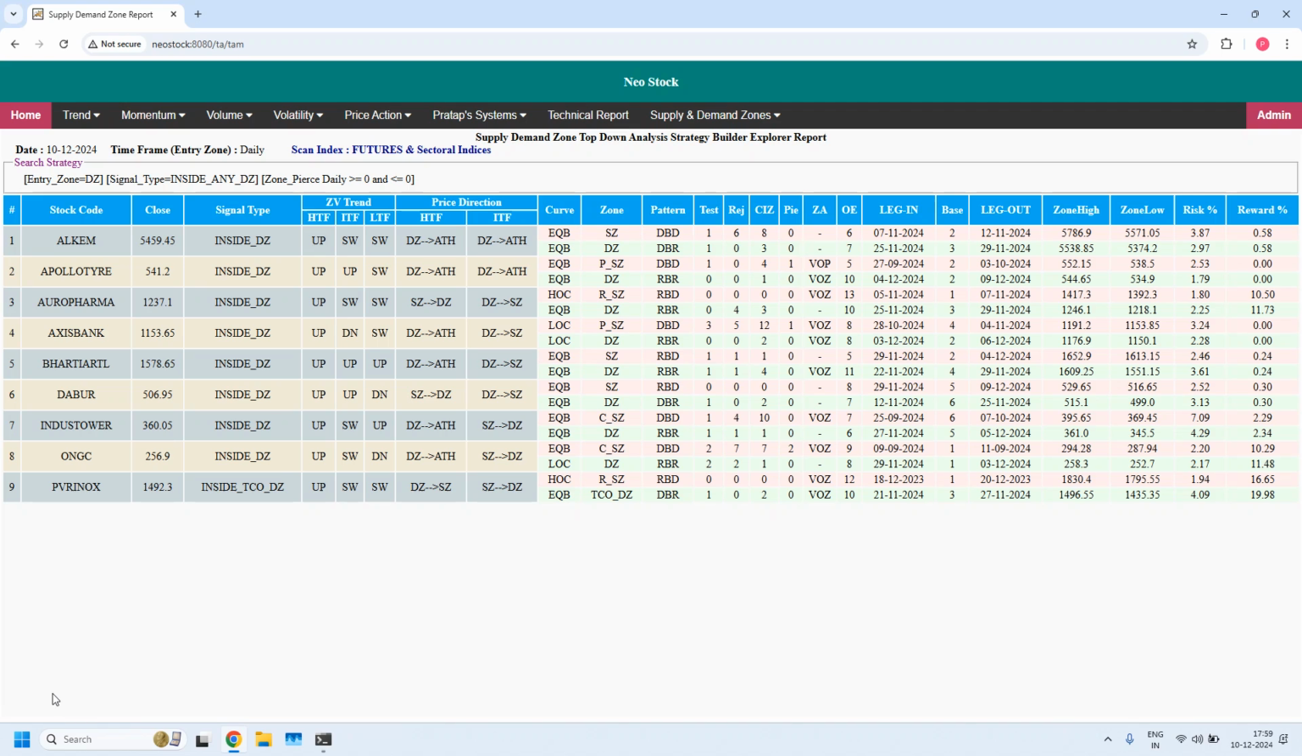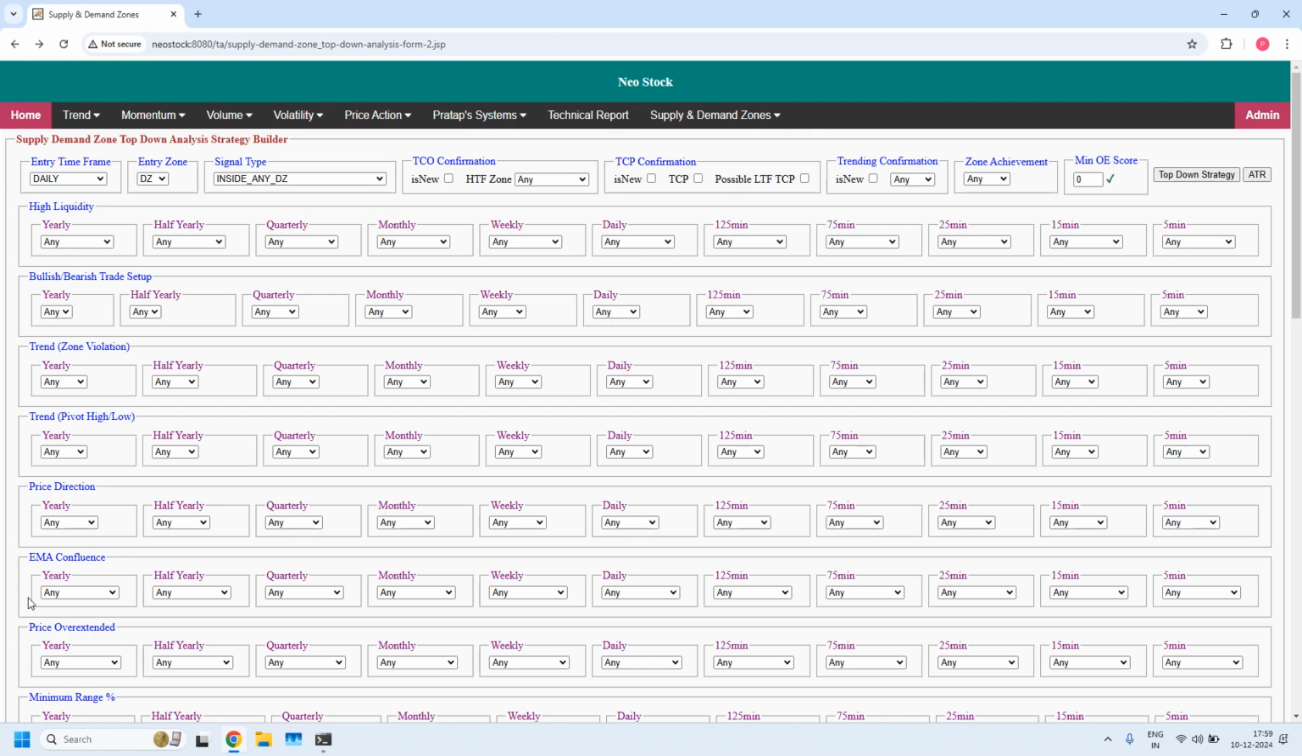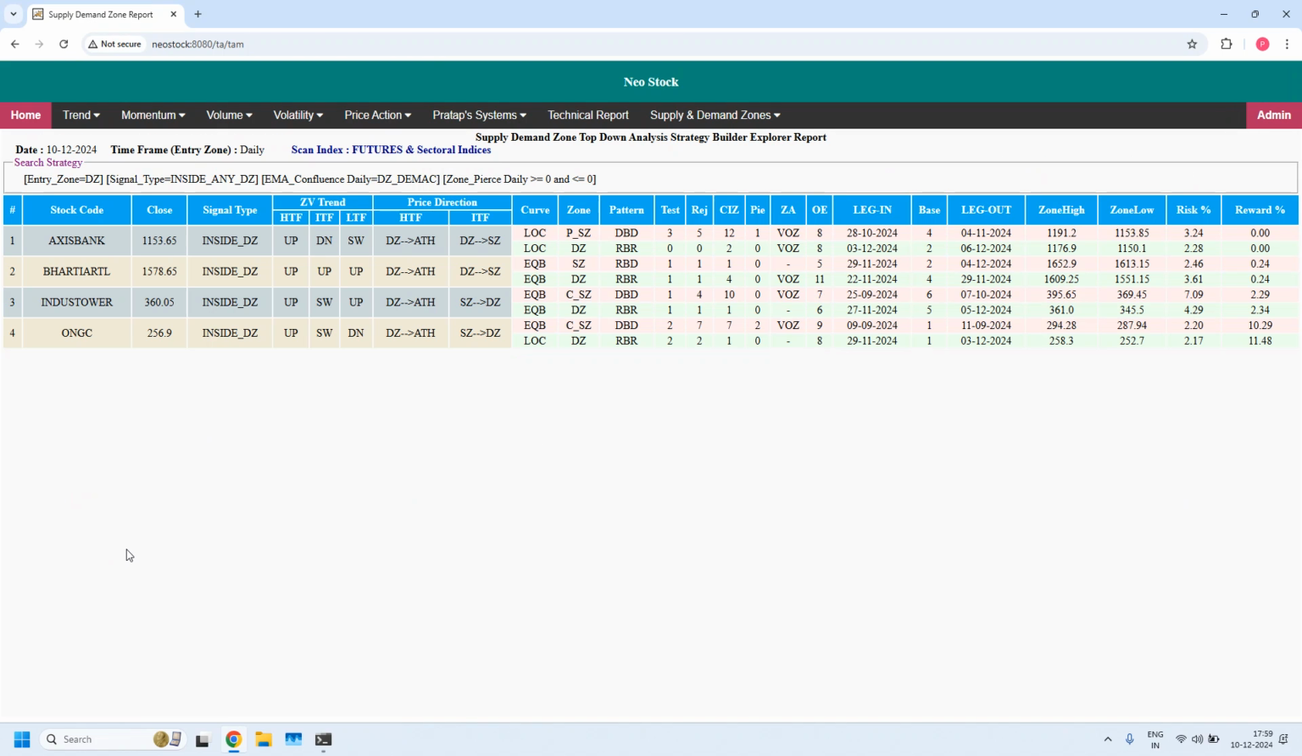Out of these 9, few might be having high probability setup based on daily EMA Confluence. Let's filter them. In the EMA Confluence at a daily time frame, daily demand zone having daily EMA Confluence, this filter is enabled. With this filter, out of 9 we got 4 stocks. Price closed in the daily demand zones, and also these demand zones are having daily EMA Confluence.